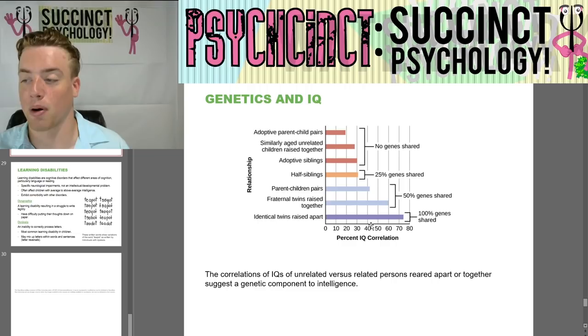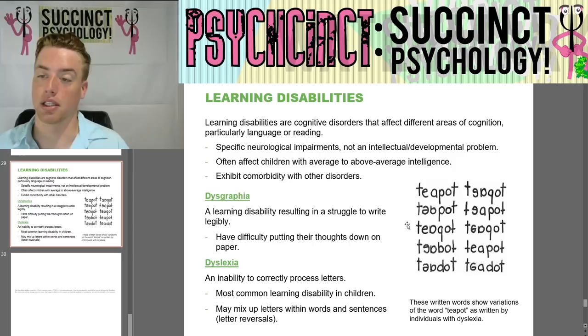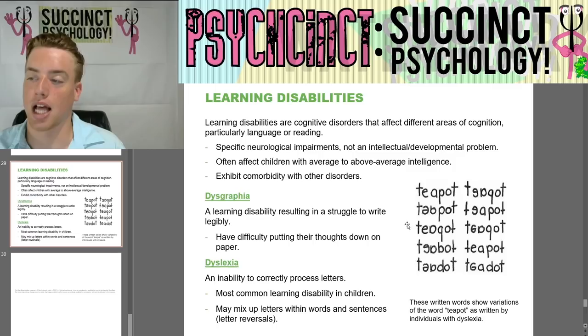Next we have learning disabilities. So learning disabilities are cognitive disorders that affect different areas of cognition, particularly language or reading. So they are specific neurological impairments, not an intellectual or developmental problem, and it often affects children with average to above average intelligence, and they exhibit comorbidity with other disorders. So, for example, we have dysgraphia, a learning disability resulting in a struggle to write legibly. They have difficulty putting their thoughts down on paper.